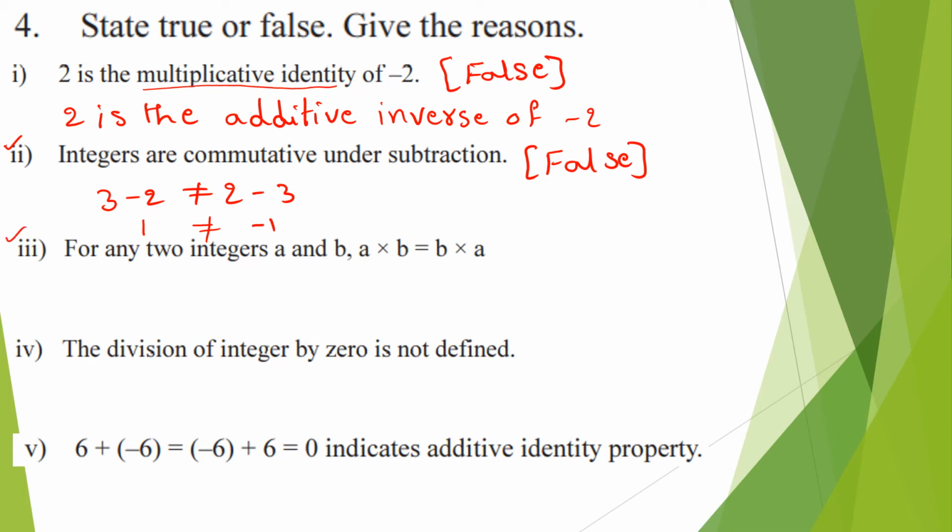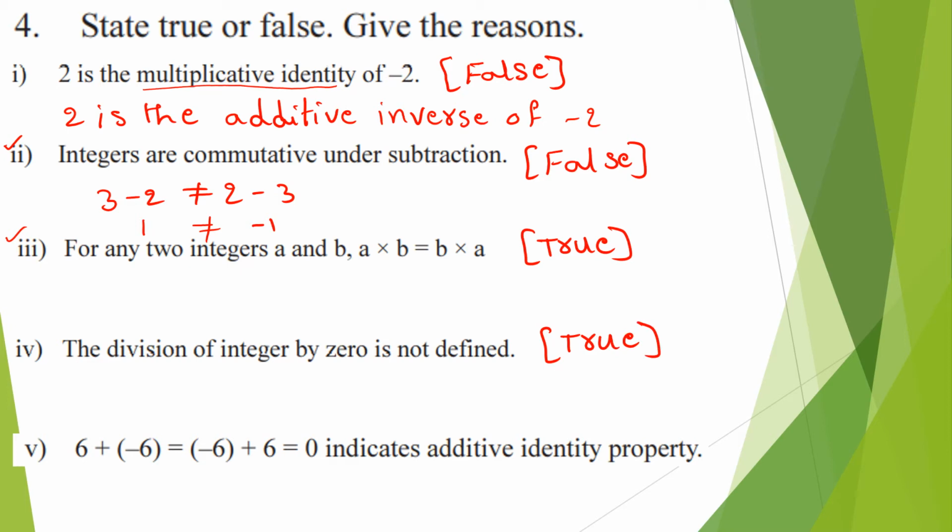Now let us see the third one. For any two integers A and B, A into B equals B into A. Yes, it is true. Now let us see the fourth one. The division of an integer by 0 is not defined. Yes, division by 0 is not defined. That is true.